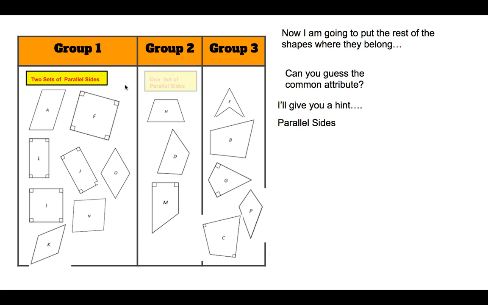So look at group 2. There in group 2, the shapes only have one set of parallel sides. Look at H. This side and that side are parallel, so that's only one set, whereas this side and that side will eventually intersect somewhere up here. Same with D and M, only one set of parallel sides. And if you look at group 3, you probably figured it out already. There are no parallel sides in any of these shapes. At some point, both opposite sides will intersect.